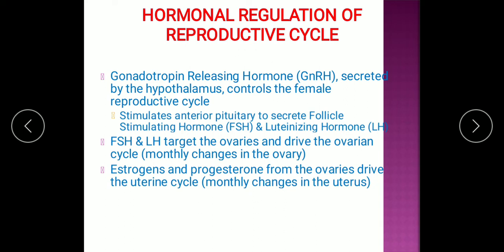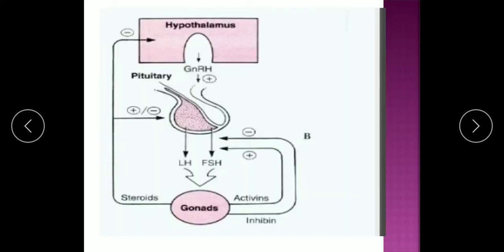The anterior pituitary secretes the hormones called follicle-stimulating hormone and luteinizing hormone. Those hormones bring about changes in the ovary. The estrogen and progesterone from the ovaries drive the uterine cycle, the monthly changes in the uterus. This is the diagrammatic representation of the hormonal changes in the female reproductive cycle.